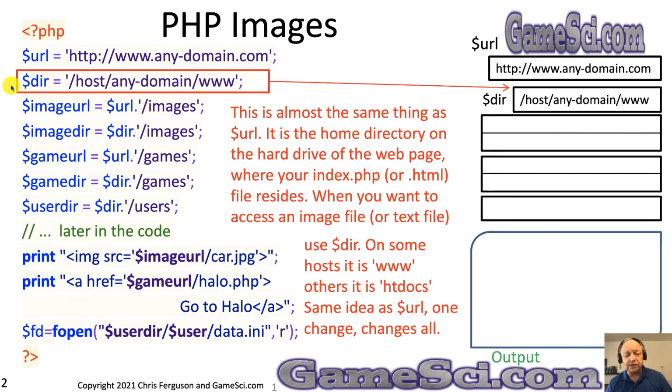$dir equals /host/anydomain/www. This is almost the same thing as $URL. It is the home directory on the hard drive of the web page where your index.php or your .html file resides. When you want to access an image file or a text file, use $dir.